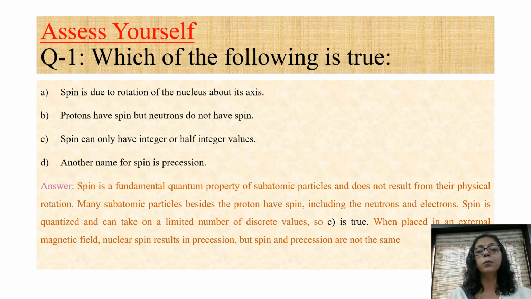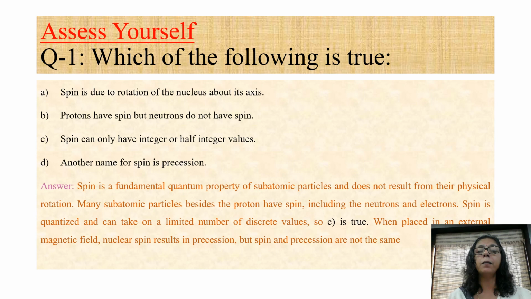Which of the following is true? Spin is due to rotation of the nucleus about its axis. Protons have spin but neutrons do not have spin. Spin can have integer or half integer values. Another name for spin is precession. The answer to this is: spin is a fundamental quantum property of subatomic particles and does not result from their physical rotation. Many subatomic particles besides the proton have spin, including the neutrons and electrons. Spin is quantized and can take a limited number of discrete values, so C is true.